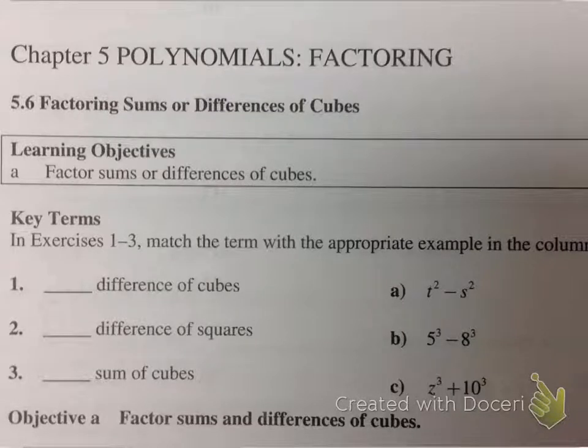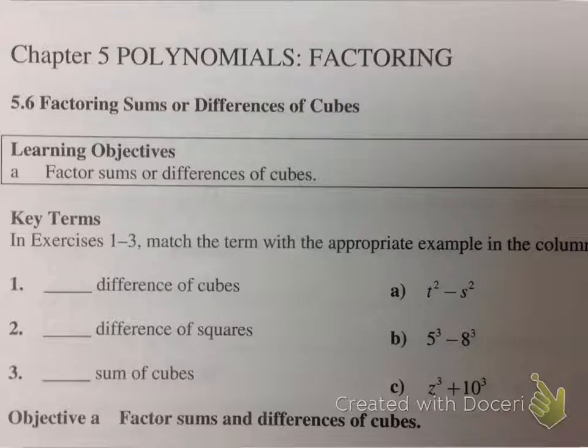Now let's look at factoring sums and differences of cubes. We have already looked at factoring trinomials by looking at greatest common factor or using the FOIL method, guess and check, or AC method or box method. And we've also looked at factoring perfect square trinomials and difference of squares. So now we're ready for sums and differences of cubes.